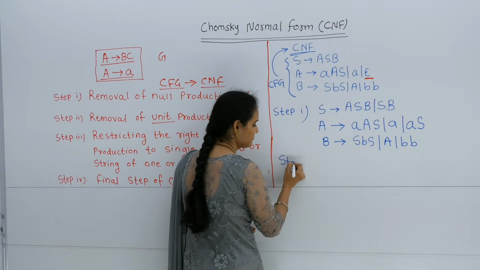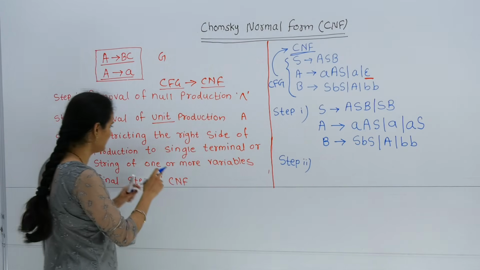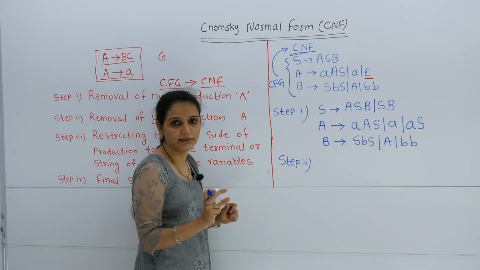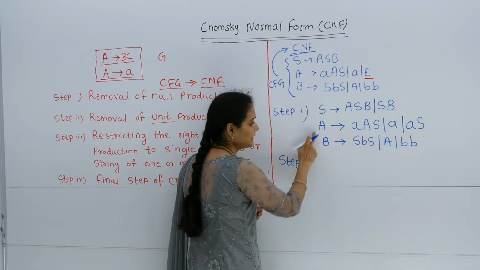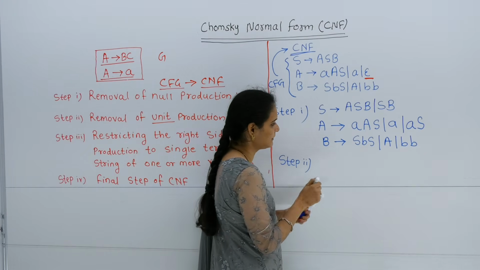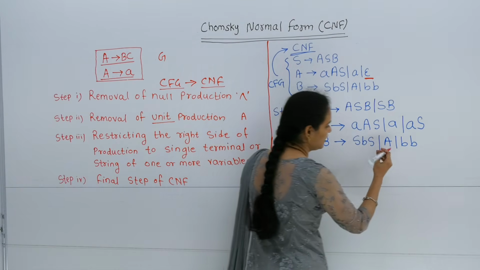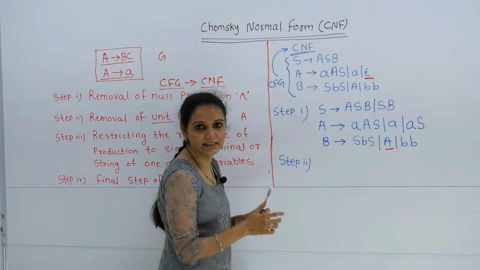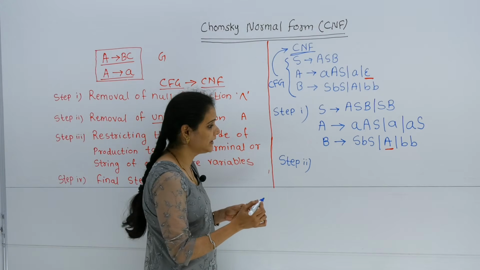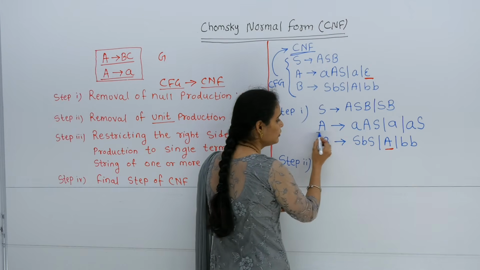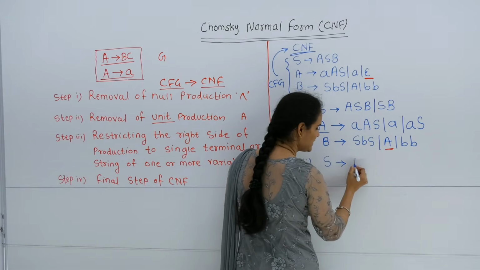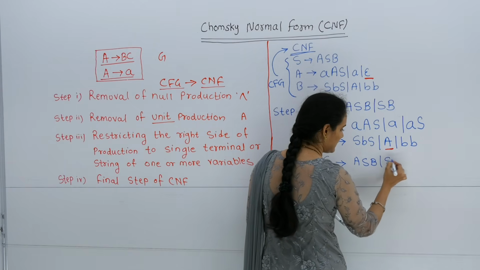Then we'll move towards step number 2. What is our step number 2? Removal of the unit production. What I told you, unit means a single non-terminal. So identify where a single non-terminal is present in the grammar after removal of the null production. Here we can observe that capital A is the single non-terminal. How to replace that unit production? A unit production can be replaced by the rules given in the grammar itself. So write down here S produces, as it is, ASB or SB.